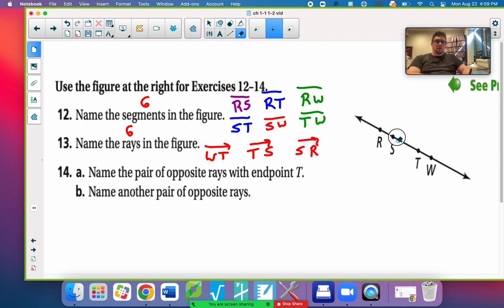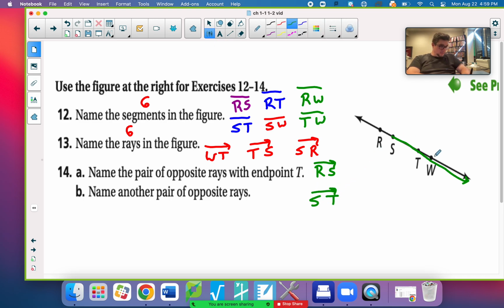Our other 3 rays, because we know that there's 6 of them here from the hint from me, we have R this way. So I'm going to record one of them. RS. That's the same as RT and RW. We then have ST or SW. And then the last one, TW.